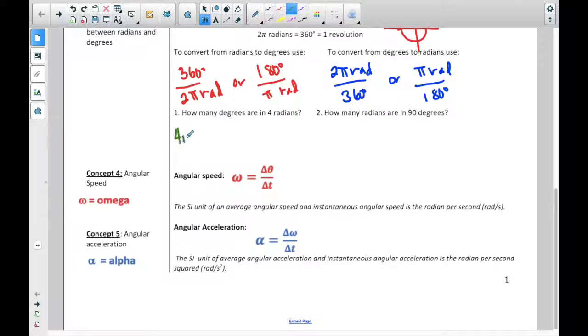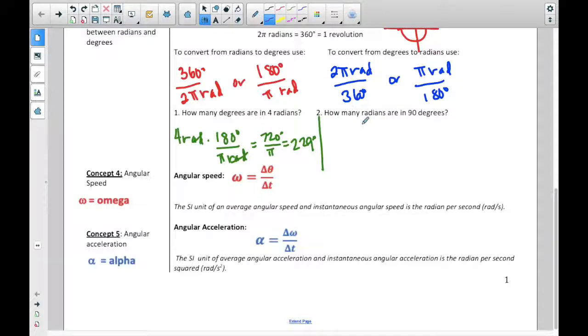Well, if we have 4 radians and we want to find out how many degrees we have, then we need to use one of these. I'm going to use the 180 over pi. Since it's a smaller number, it's just easier to do. And when we do this unit conversion, it's helpful to have your units on here so that you realize these radians cancel out. And if you take 4 times 180, that is 720. And if you take 720 divided by pi, you get 229 degrees. So 4 radians is 229 degrees.